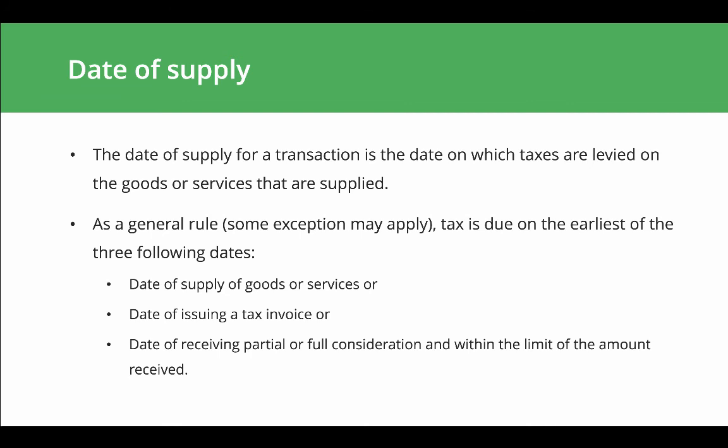One last component of supply is the date of supply. It's also called the time of supply. The date of supply for a transaction is the date on which taxes are levied on the goods or services that are supplied. As a general rule, though some exception is applicable, tax is due on the earliest of the three following dates: date of supply of goods or services, or date of issuing a tax invoice, or date of receiving partial or full consideration and within the limit of the amount received.